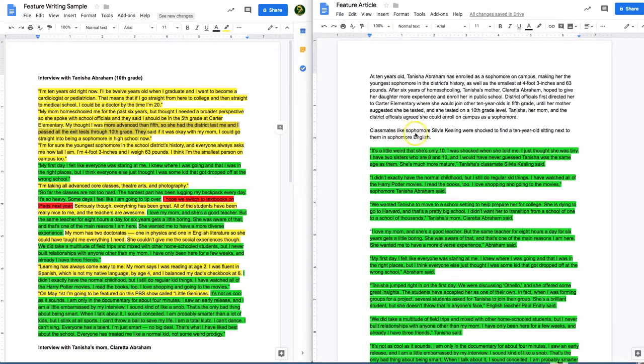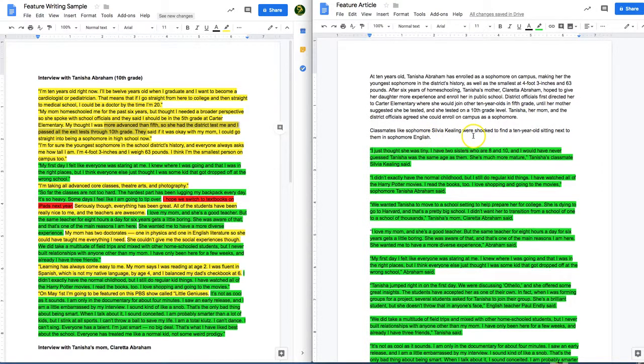So let's do that real quick. I just added in here, classmates like sophomore Sylvia Keeling were shocked to find a 10-year-old sitting next to them in sophomore English. Now, if you notice the next quote then, I don't want it to be so repetitive, so this is super simple. All I'm going to do is remove these first two sentences of the quote because I kind of summarized them above. And then, it's a little trick, the quote works just perfectly.